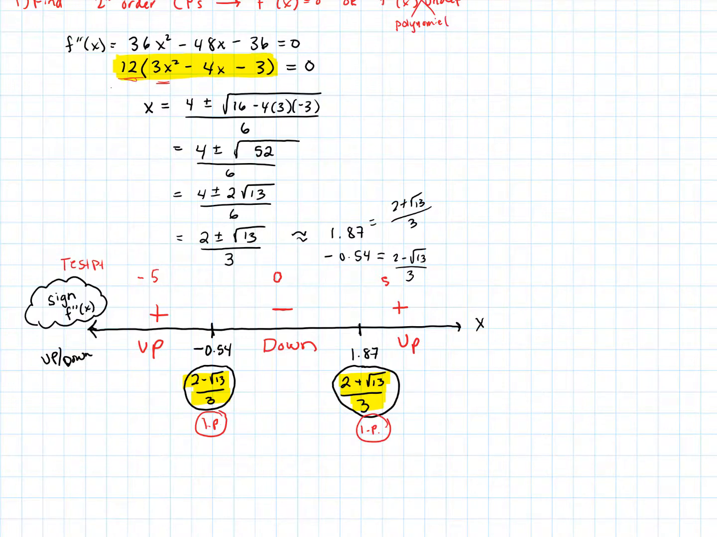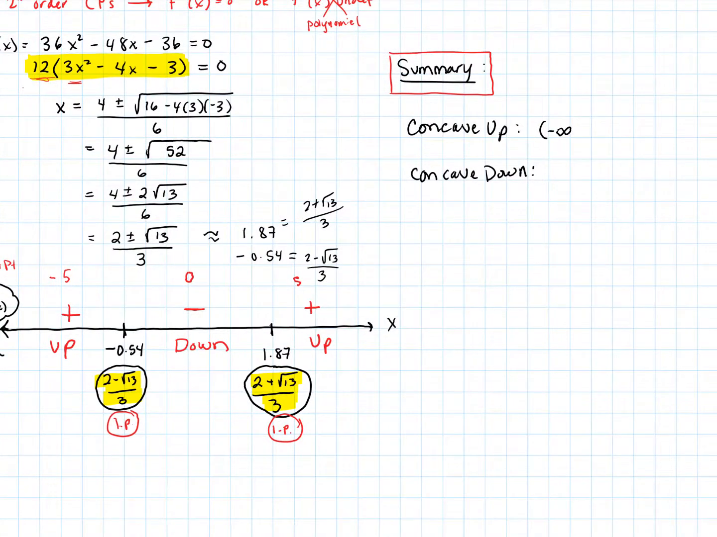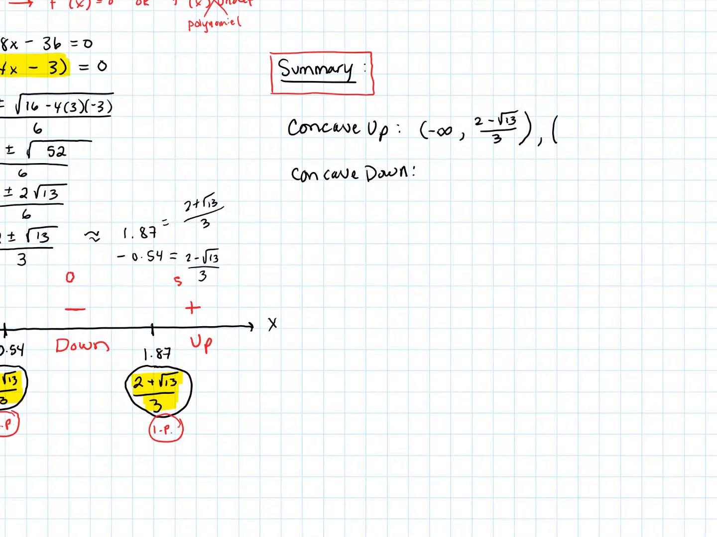So when we go to summarize this, the summary is that we have concavity. We can talk about the intervals of concavity. We are concave up, concave down, and we'll write these as open intervals. So we are concave up from negative infinity. Remember that this was across the entire number line. So from negative infinity to 2 minus root 13 over 3, and I will write in the exact value there. Then we're also concave up from 2 plus root 13 over 3 to positive infinity. And we're concave down in between, from 2 minus root 13 over 3 to 2 plus root 13 over 3.